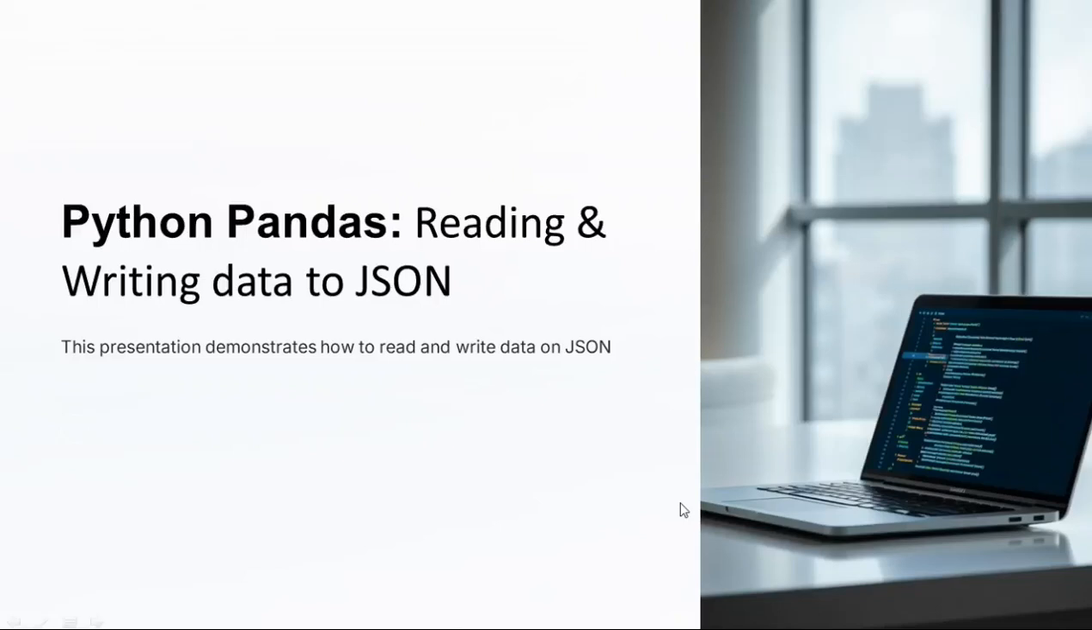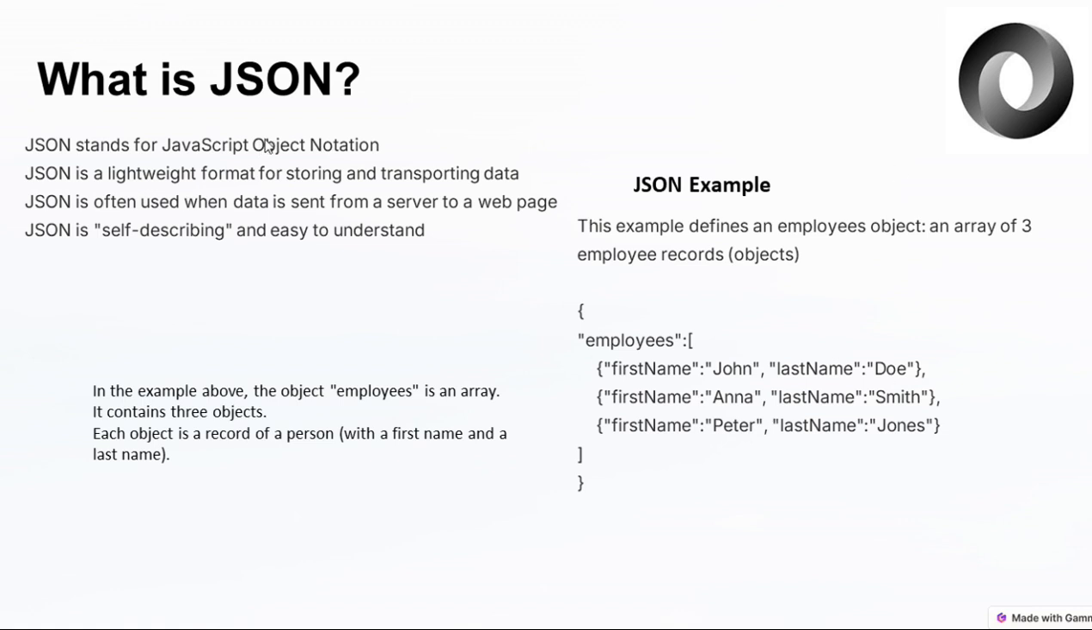In this session we will see how we can read and write data to JSON. JSON stands for JavaScript Object Notation. It is one of the most commonly used standard formats, especially for the transmission of data through the web. It's normal to use this data format when we are doing web scraping to scrape the required data from a web page.